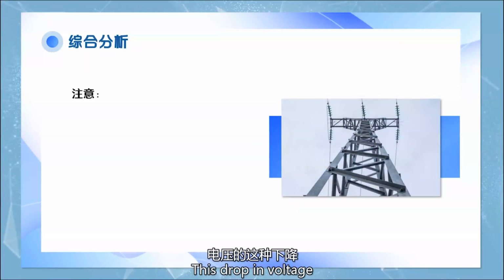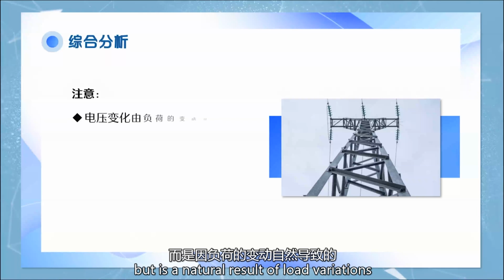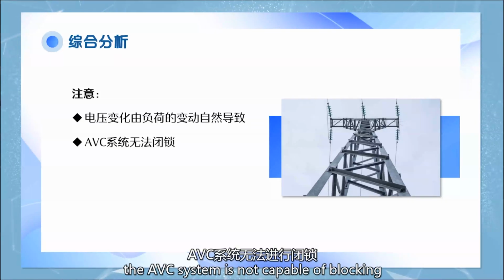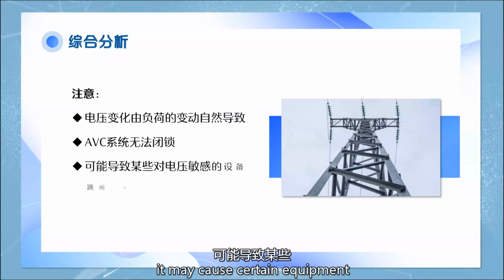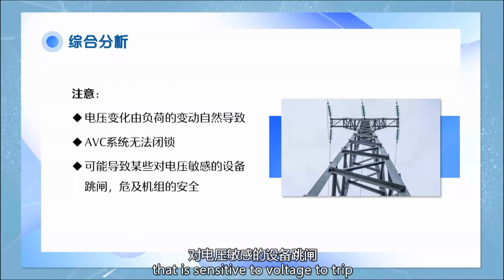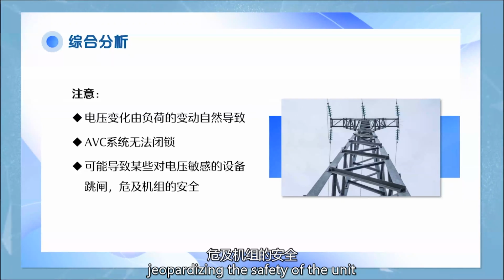This drop in voltage is not regulated by the AVC system, but is a natural result of load variations. The AVC system is not capable of blocking if the plant bus voltage drops too low. It may cause certain equipment that is sensitive to voltage to trip, jeopardizing the safety of the unit.